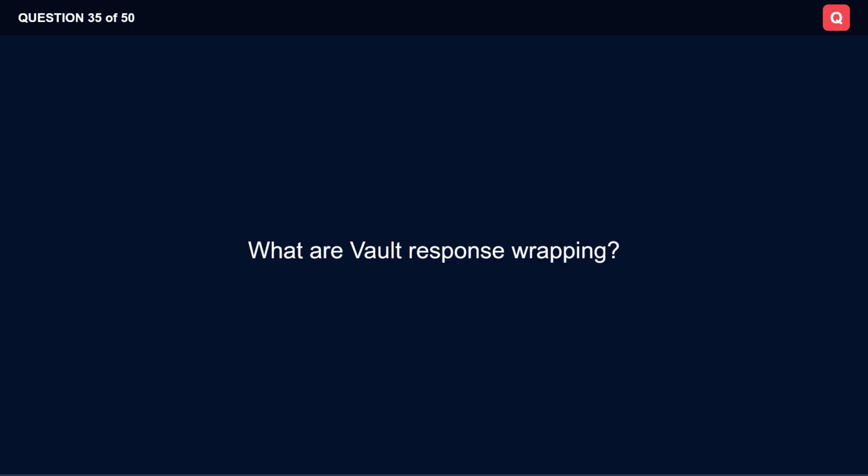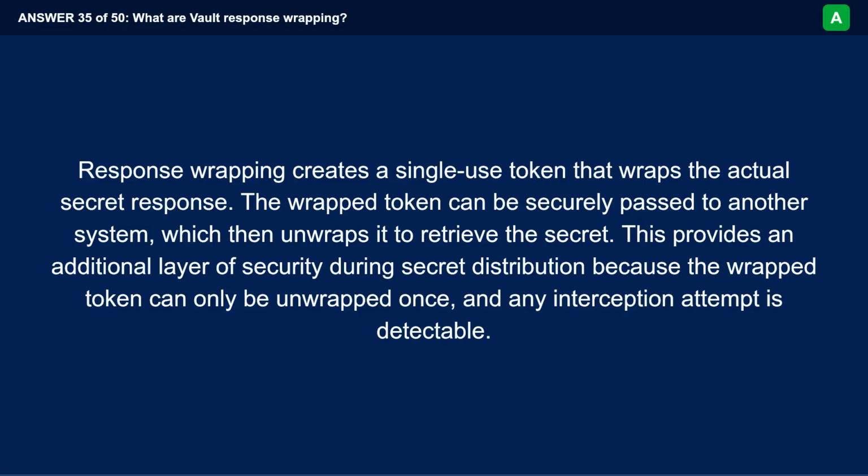What is Vault response wrapping? Response wrapping creates a single-use token that wraps the actual secret response. The wrapped token can be securely passed to another system, which then unwraps it to retrieve the secret. This provides an additional layer of security during secret distribution, because the wrapped token can only be unwrapped once, and any interception attempt is detectable.